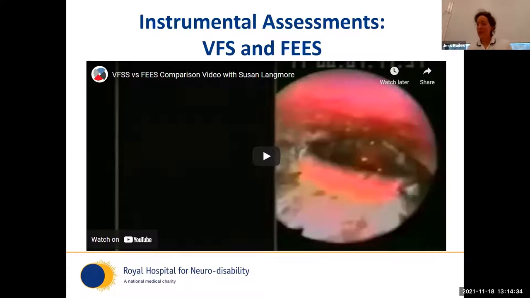So the previous slides show us how important it is to have access to instrumental assessments in order to make sure we are identifying the nature of the swallowing difficulty, its severity, and the potential for rehabilitation and or compensation for all our patients. In the next section, I'm just going to run through the pros and cons of FEES and video fluoroscopy and briefly cover research regarding their use.